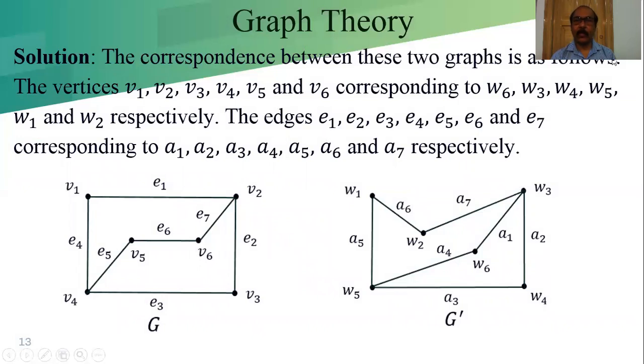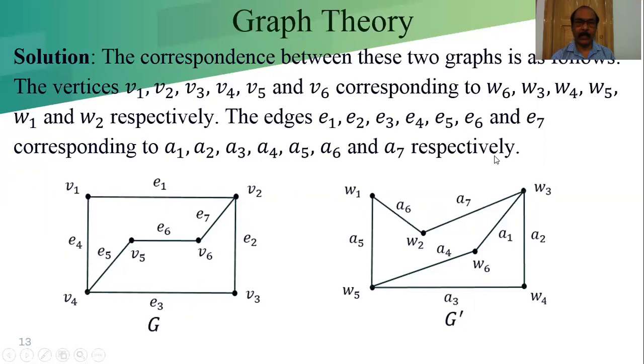The correspondence between the two graphs is as follows. The vertices of the graph G, V1, V2, V3, V4, V5, V6, correspond as follows: if we pull and push, V1 corresponds to W6, then V2 corresponds to W3, V3 corresponds to W4, V4 corresponds to W5, V5 corresponds to W1, and V6 corresponds to W2 respectively.